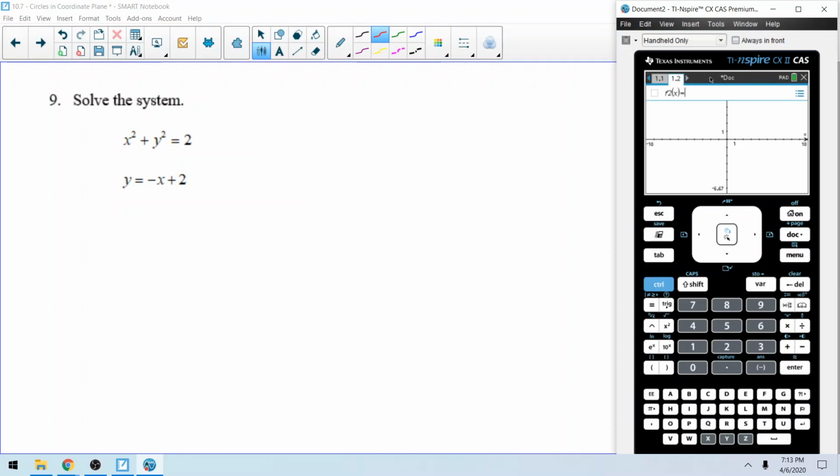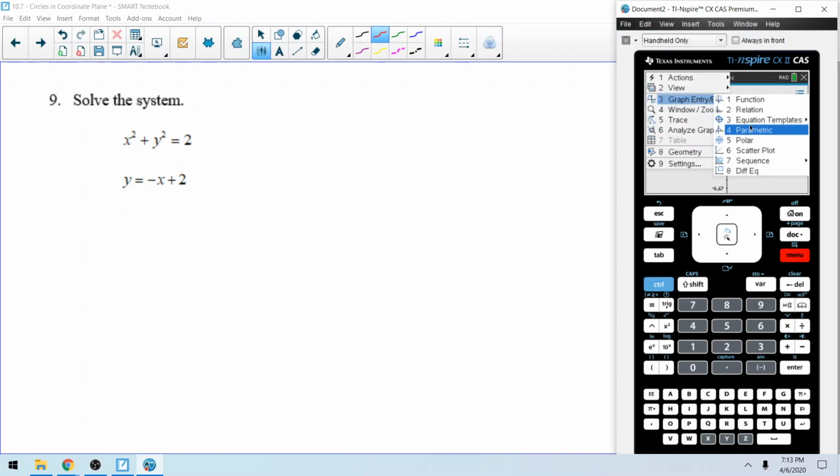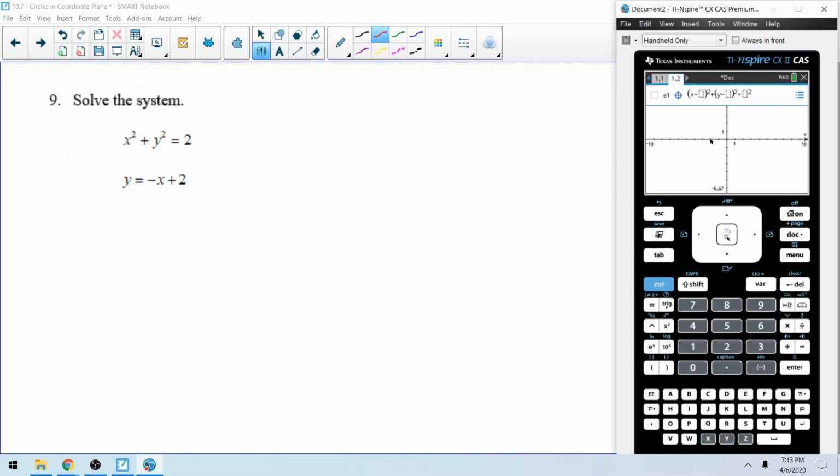Okay, x squared plus y squared equals 2. So, menu, entry, equation template, circle. Now, this time, I'm wondering what would happen if I put standard form there, but I think that's got too many variables. You've got a bx, you've got a cy, you've got a d, it has to equal 0. I'm not going to do it. I'm going to go here.